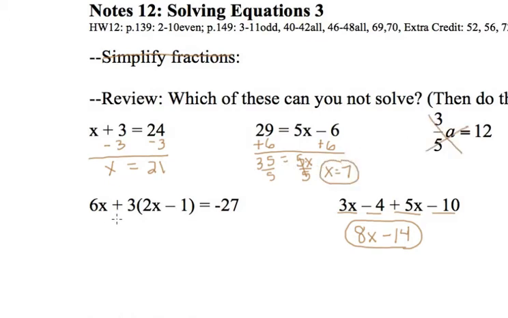This icky one. Before we start to solve, we need to simplify. So we're going to distribute first. I need to take that 3 and multiply it by both pieces. So 3 times 2x is 6x. 3 times negative 1 is negative 3. Bring down the rest of your information.